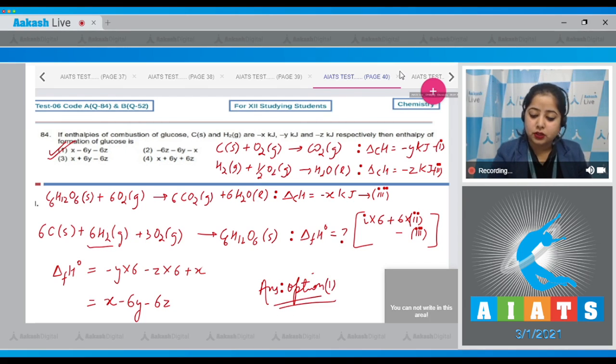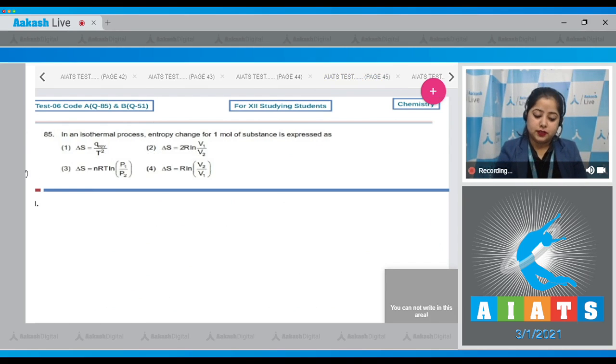Moving to the next question, which is 85. Let's read it. In an isothermal process, entropy change for 1 mole of substance is expressed in, student, for an isothermal process, entropy change is delta S equal to R ln V2 by V1. That means the correct answer is option number 4.